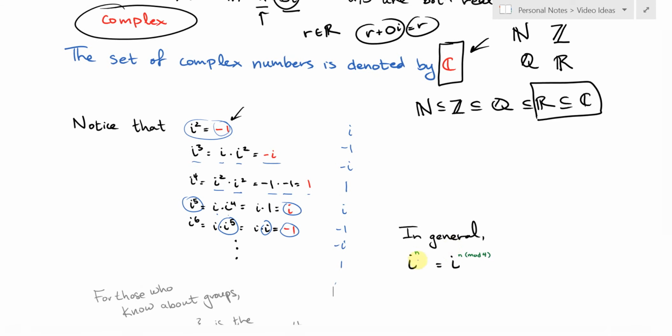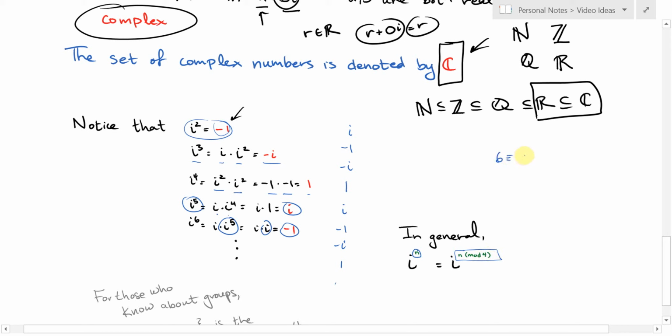So in general, the rule is, for those of you who know what mod means, this modular arithmetic, i taken to the nth power is the same as i taken to the n mod 4 power. You just have to divide by 4 and look at the remainder, and that's the same. So like 6 is congruent to 2 mod 4, right? So taking i to the sixth power should give you the same result as taking i to the second power, because they're congruent mod 4.